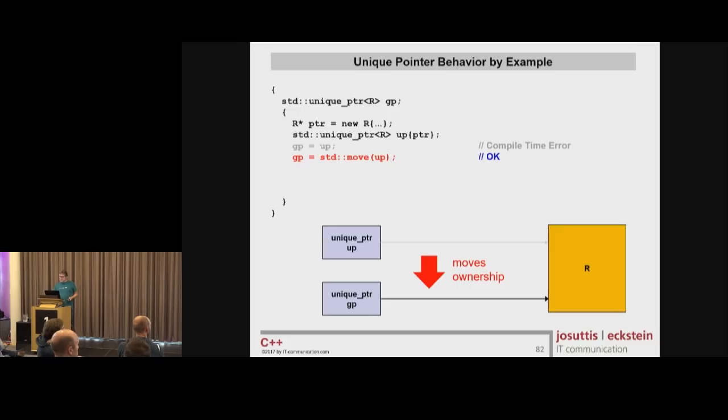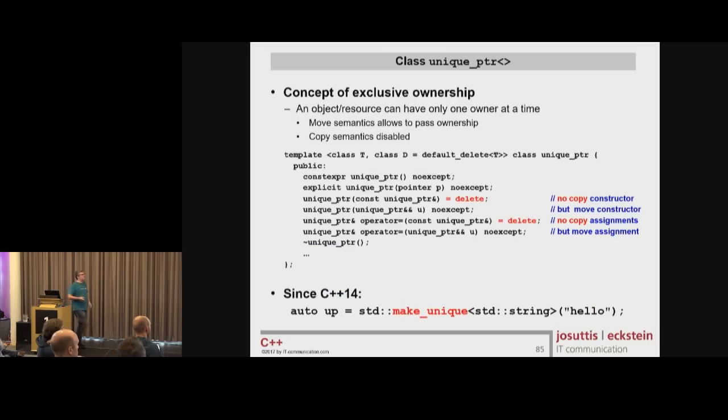Good. So the trick how the unique pointer is implemented is simple. We have deleted copying, so we have no copy constructor and no copy assignment operator. We only have the moving operations that do what you just saw. By the way, make_unique was not available in C++11. We added it in C++14. So before that, you had to call new and pass then the ownership to a unique pointer.